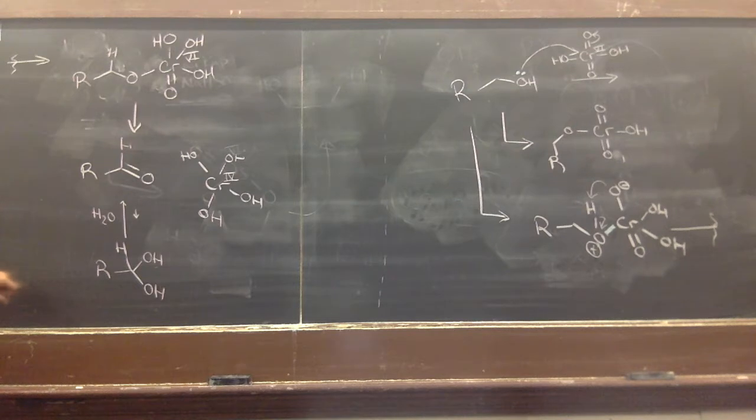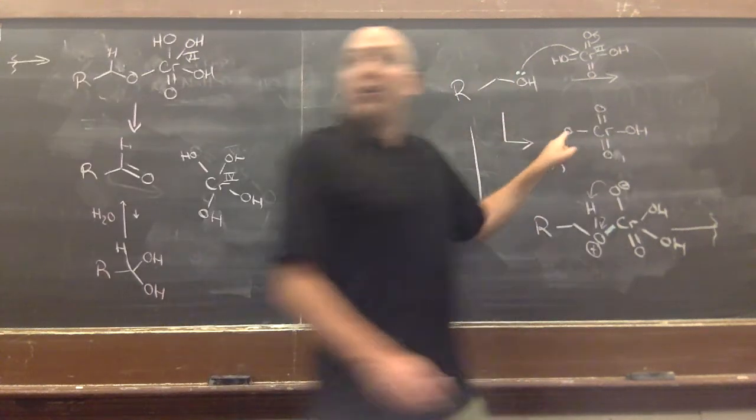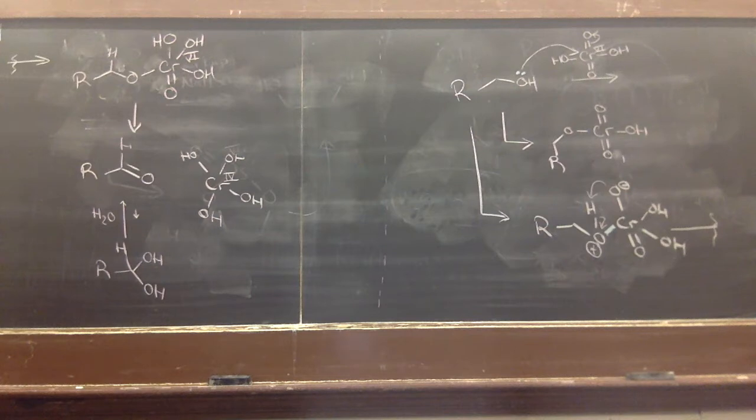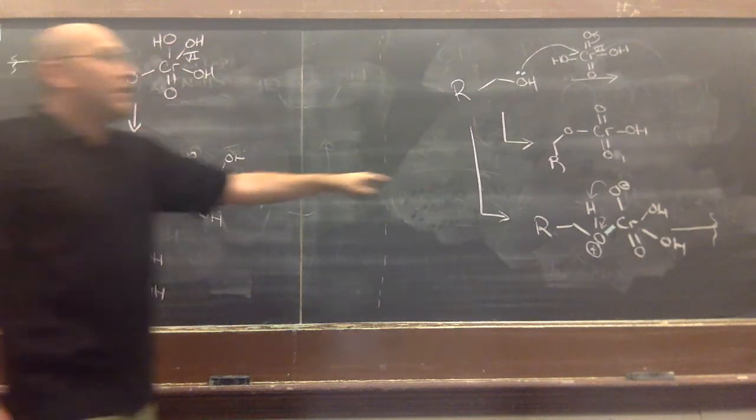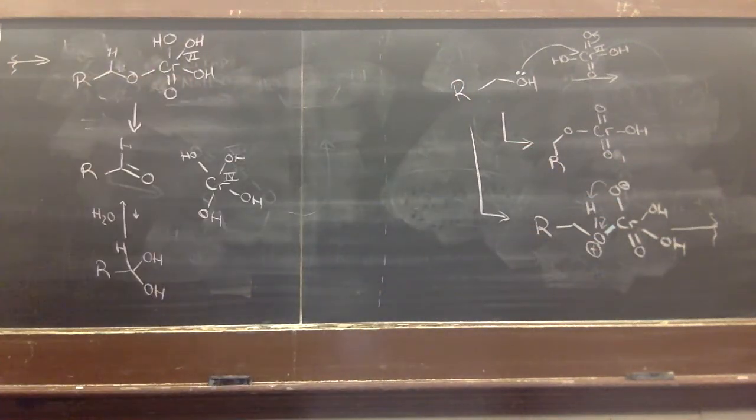What's that? H2O. Right? This has 1, 2, 3, 4, 5 oxygens to it. This one has 1, 2, 3, 4 oxygens, so there's 1 oxygen missing. This has on the chromium 1, 2, 3 hydrogens. This one only has 1, so it's H2O that is the difference. So the relationship between these two is the analogy to a hydrate.